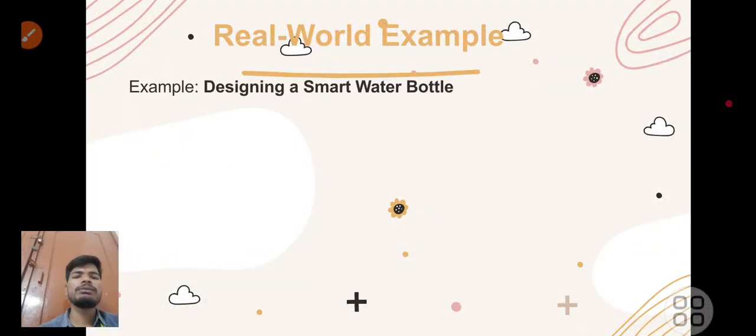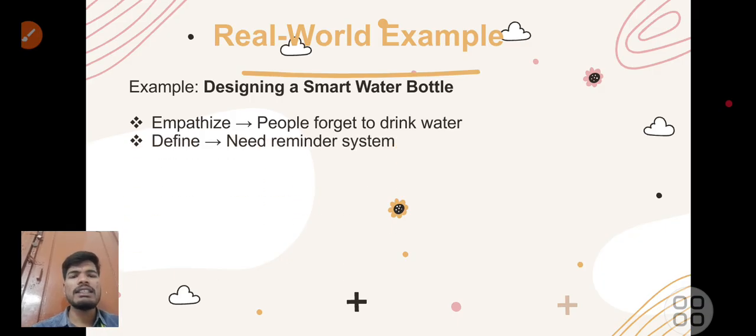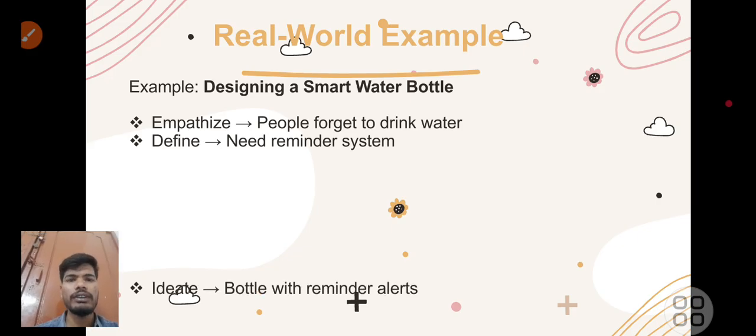Real world example. Designing a smart water bottle. Designing a smart water bottle is also an innovation. Let us consider the 5 stages of design thinking for this smart water bottle. First stage, empathize. People forget to drink water. So many people forget to drink water. And second stage, define. Need a reminder system, and it should remind them to drink more water.